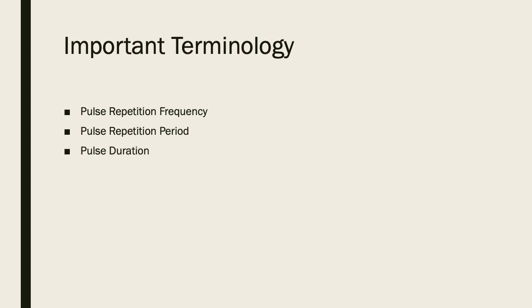The pulse duration is the time that it takes for one pulse to occur. We can easily calculate our pulse duration if we know what our period is, or the time it takes for one cycle to be complete, and if we know how many cycles are in a pulse. All we would have to do is multiply those two numbers.